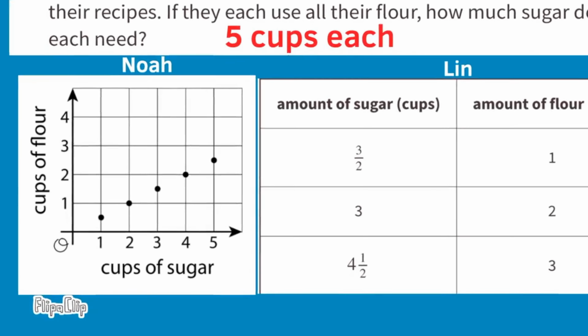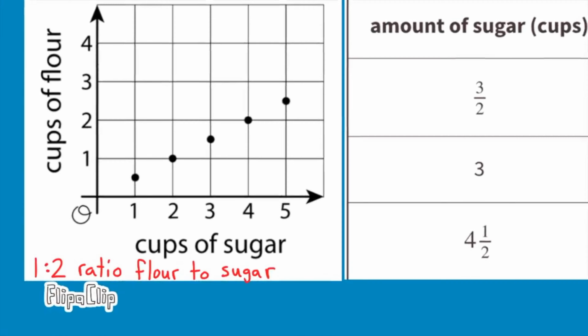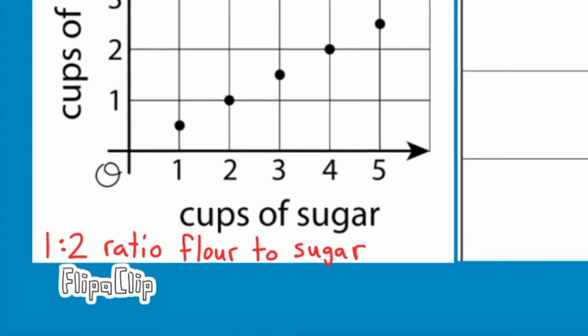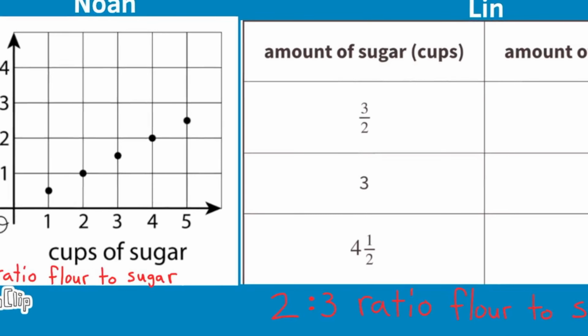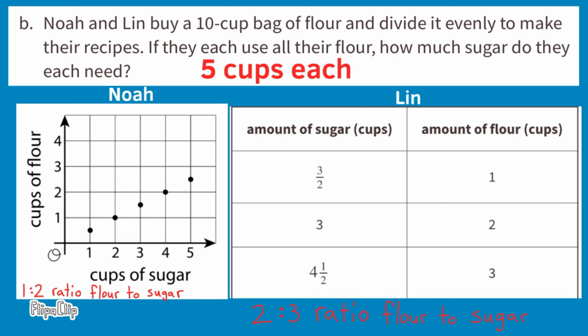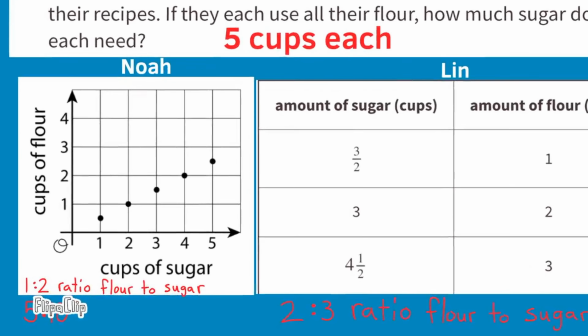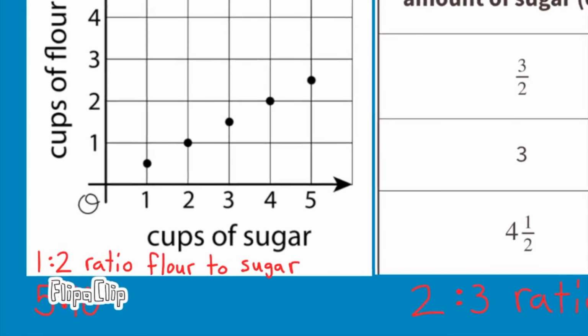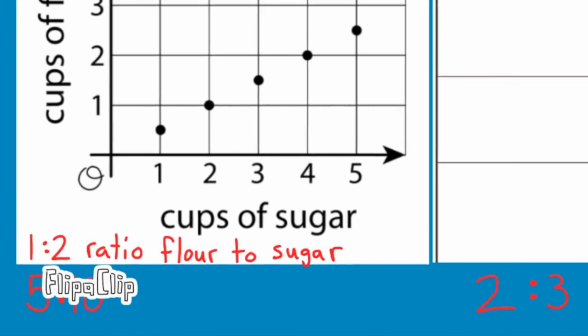Noah's ratio of flour to sugar is 1 cup to 2 cups. And Lynn's ratio of flour to sugar is 2 cups to 3 cups. 1 cup of flour times 5 is 5 cups, and 2 cups of sugar times 5 is 10 cups of sugar. Noah will use 10 cups of sugar for every 5 cups of flour.